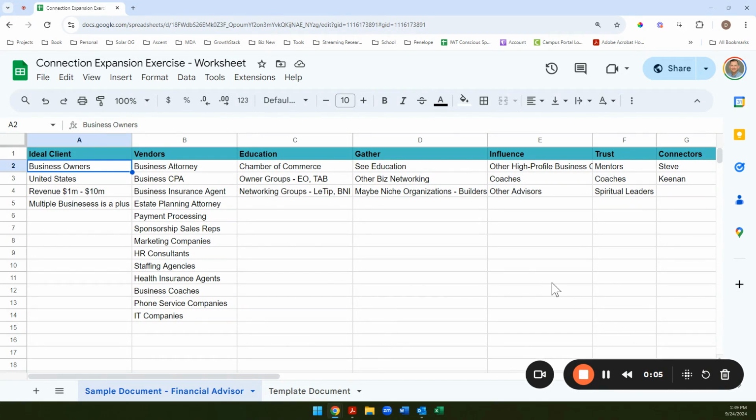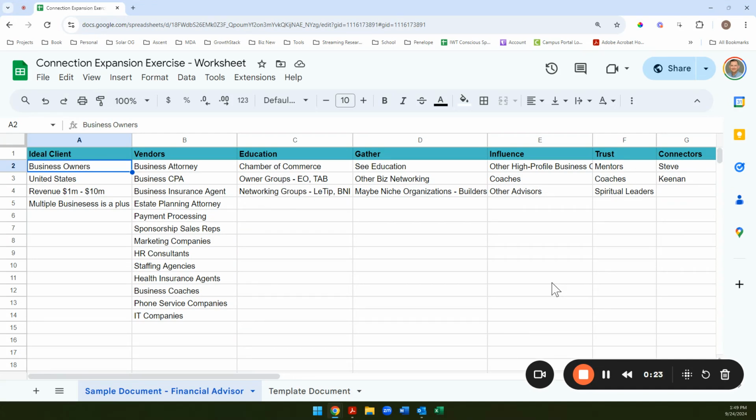Wanted to take a second to walk you through the connection expansion exercise. You should be able to make a Google Doc copy of the worksheet or download the Excel file as well. But I want to just kind of walk you through how this goes, give you some general talking points, things to think about as you're building yours.